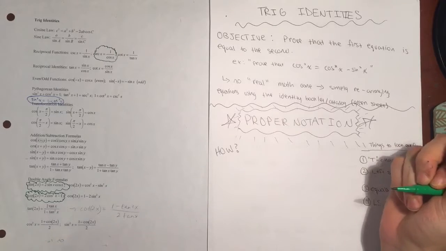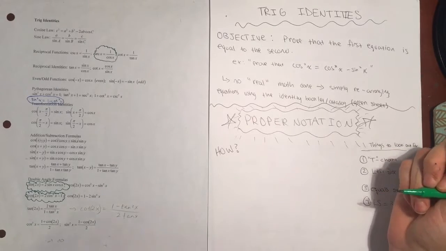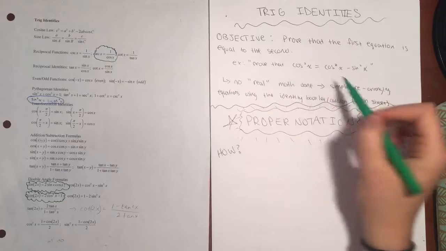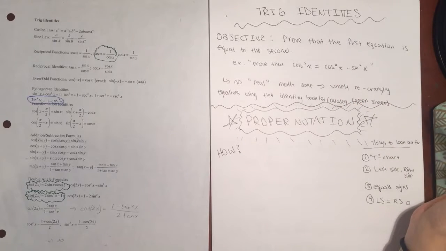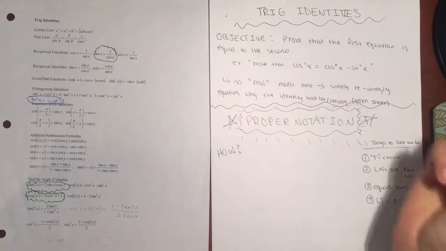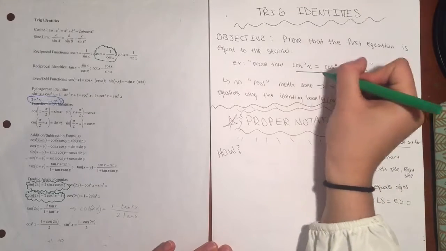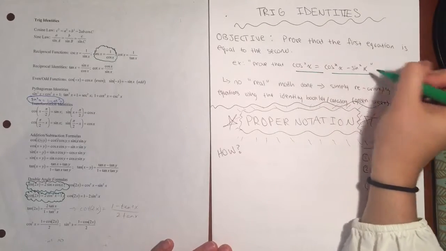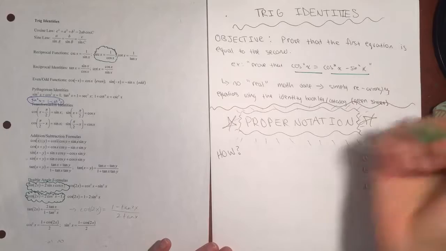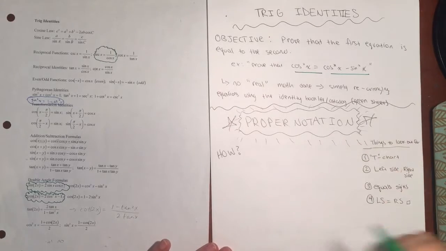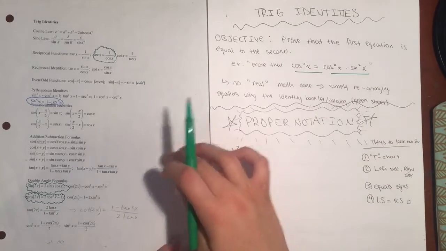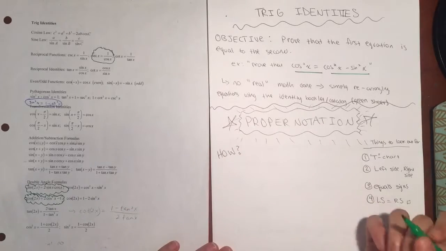My tutorial is on trig identities. When you're given an equation or a problem that says prove that cos squared x equals cos squared x minus sine squared x, you're essentially trying to prove that the first equation equals the second equation. And I guess technically you're not doing any real math, you're just rearranging equations using the identity catalog and previous math knowledge.